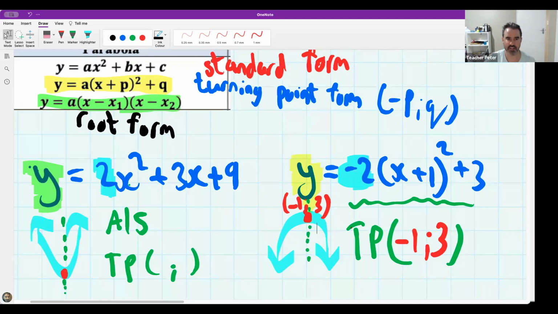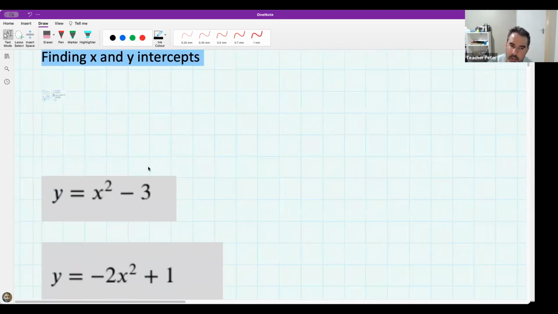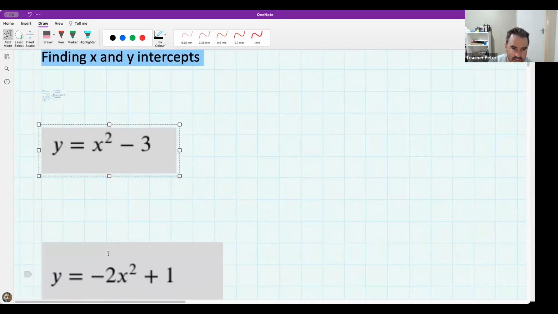Okay, so basically when we deal with parabolas, they come in two main forms, or there is a third form, which is called the root form, and that's standard form and turning point form. What we're going to learn today is how to draw parabolas. So let's get going. Now, for any parabola, you need to find x and y intercepts.